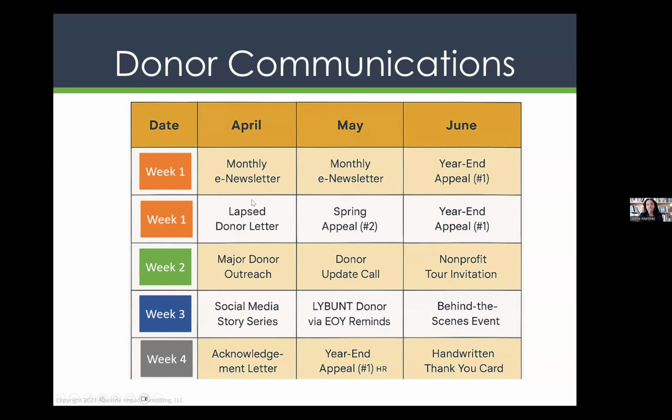The recommendation at the time was to front load the top of your month. So week one of the month, these are the things that we're doing. We're doing the monthly e-newsletter. We're sending out the lapsed donor letter. That way you have the next 3 weeks to see who's engaging with your content, who's looking at the impact reports. You have the next 3 weeks to say, let me set up a coffee with this donor. Let's go out to lunch, right? Again, all depending on gift size and relationships that need to be built.